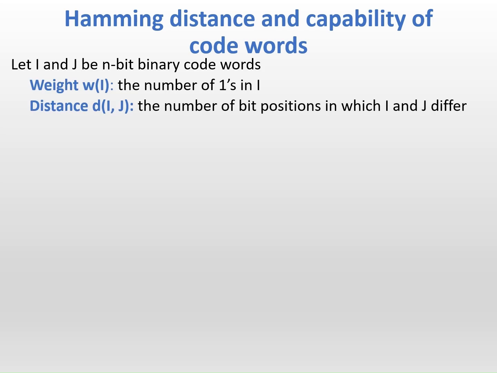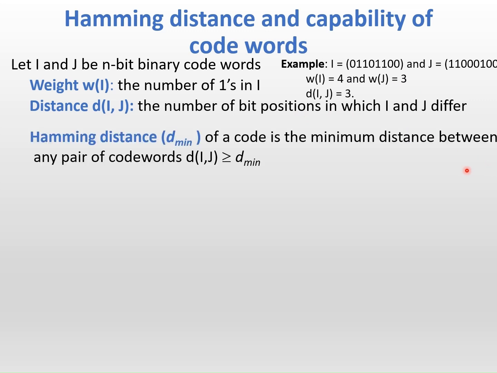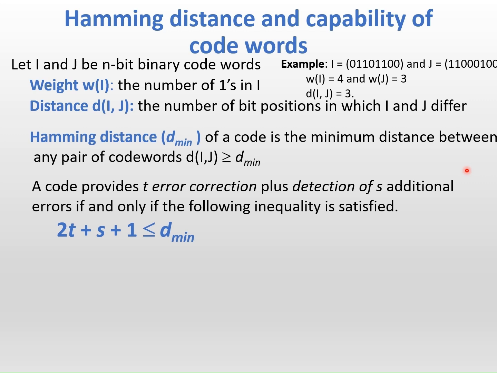The next slide is also telling what I just said in the previous slide. What is the weight of a code word? That is the number of ones in code word I. And the distance between code word I and J is the number of bit positions in which I and J are different. So if I is this code word and J is this code word, their weights are 4 and 3 respectively, and their distance is 3. And Hamming distance is the minimum distance. Maybe there is more distance between some code words, but we will go with the minimum distance between any pair of code words, and that determines the capability of that set of code words: how many errors it can detect and how many errors it can correct.